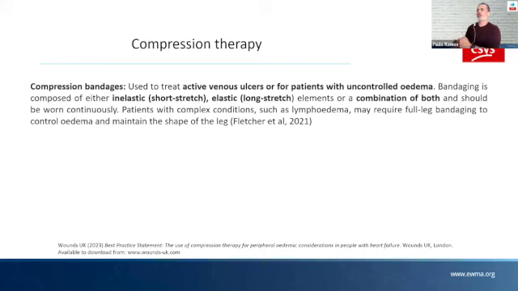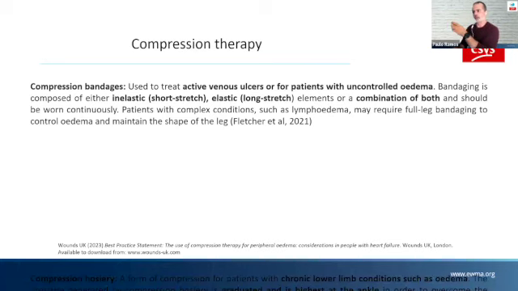And of course we have compression bandages. We already approached this, but in this slide we have more details about compression bandages. They could be inelastic and elastic, and we could have a combination of both techniques. We could have an inelastic inner layer and an outer layer of elastic material, but in the end they will function like a rigid system, because we know that inelastic are better for treating active ulcers at this moment.